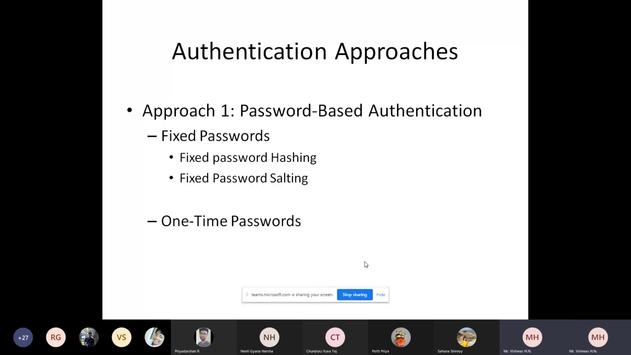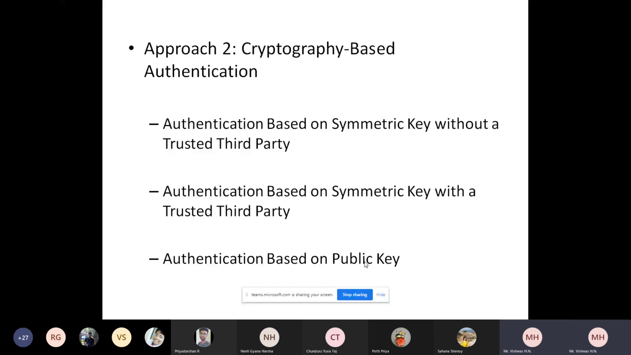The next approach is cryptography-based authentication. In that, there are three types of cryptography-based authentication that we are going to discuss today. The first one is authentication based on symmetric key without a trusted third party. There are many things I have to discuss here now. Authentication based on symmetric key.